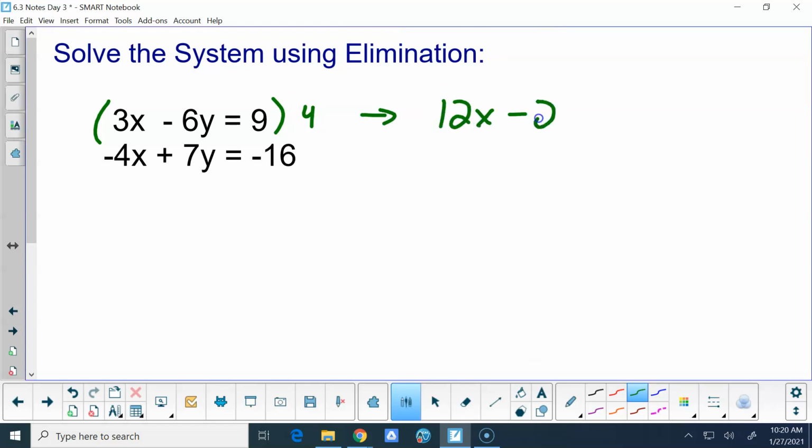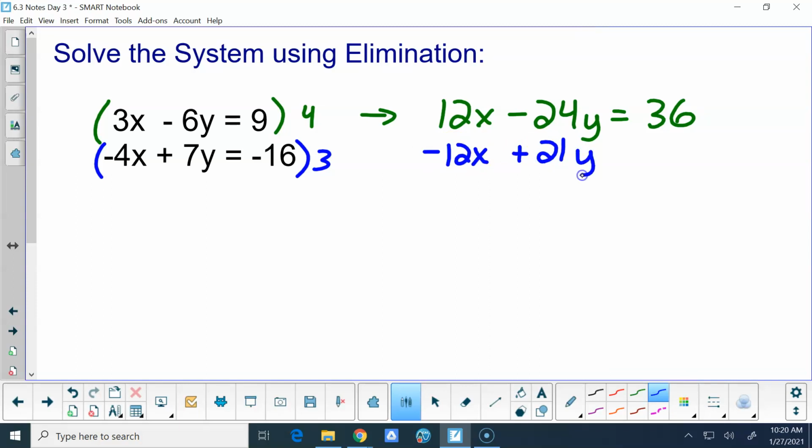12x minus 24y equals 36. Agree? Okay. What would I have to multiply the second equation by? 3. Okay? That would give me negative 12x plus 21y equaling negative 48. Agree?